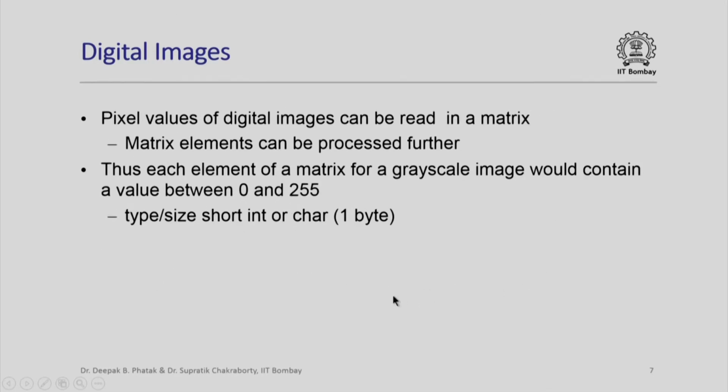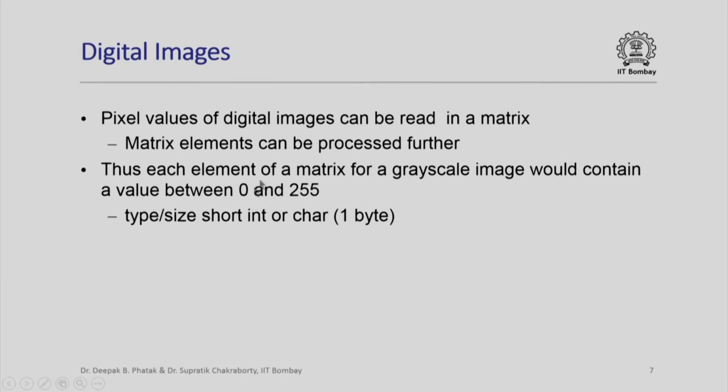We will concentrate on looking at the pixel values of a digital image, assuming that these pixel values can be read inside a matrix. The matrix elements can then be processed further. Each element of a matrix for a grayscale image, for example, would contain a value between 0 and 255, where we said 0 is black, 255 is white. It does not require more than one short int or one char, which is 1 byte to store a pixel.